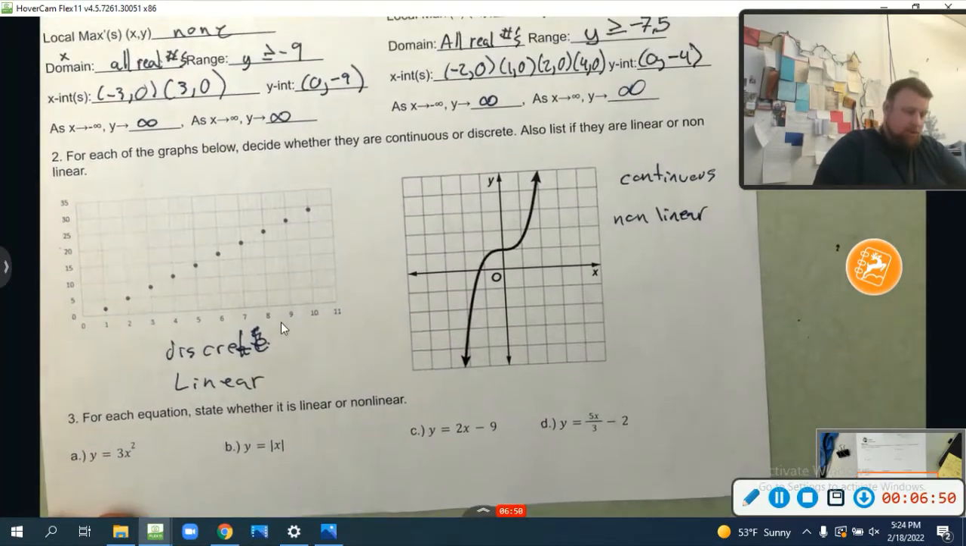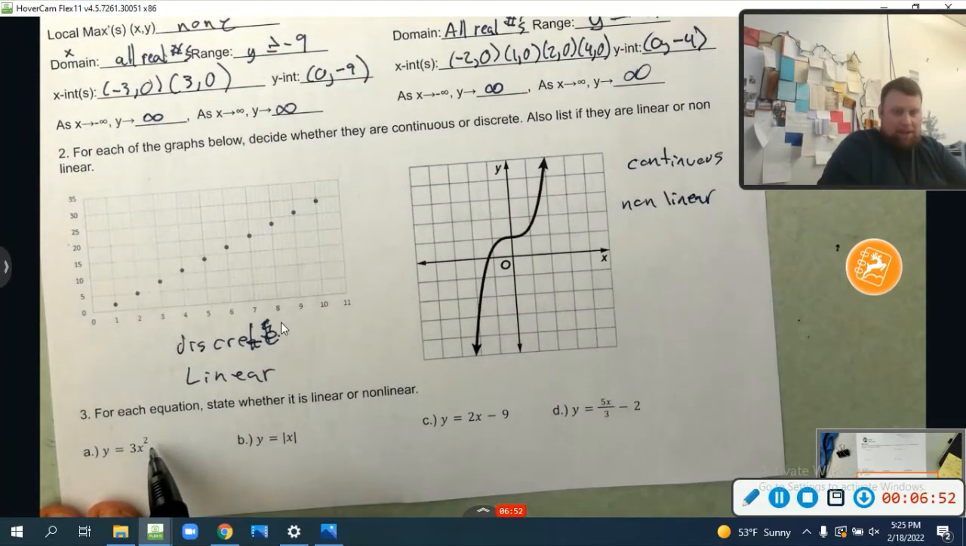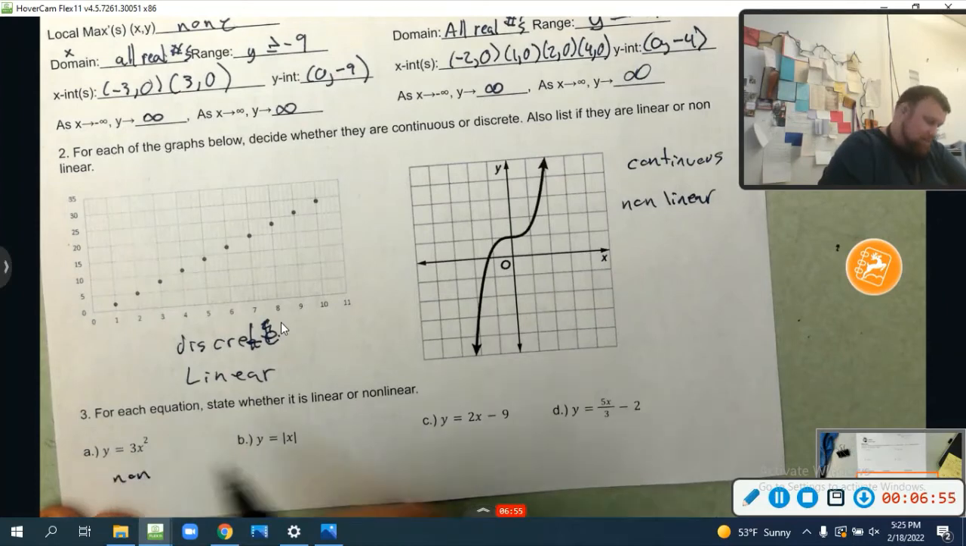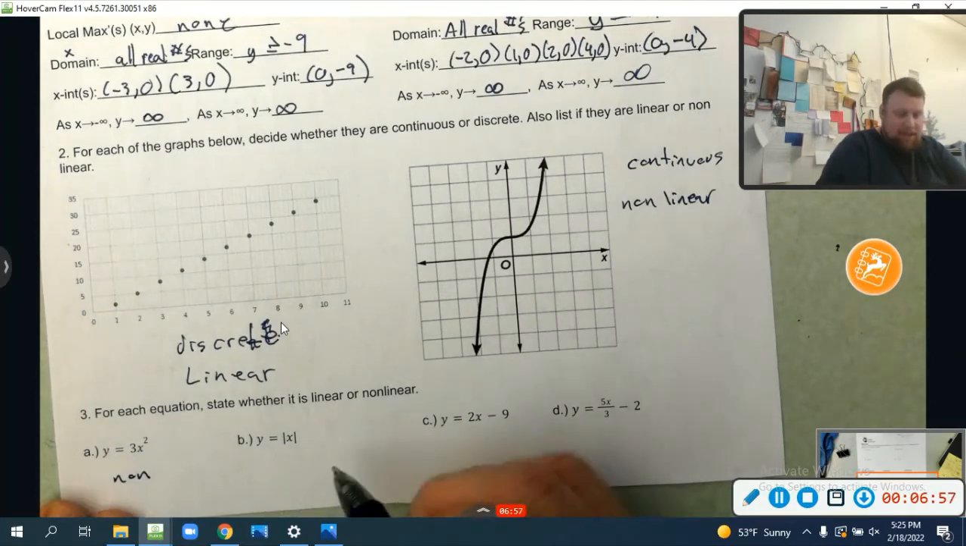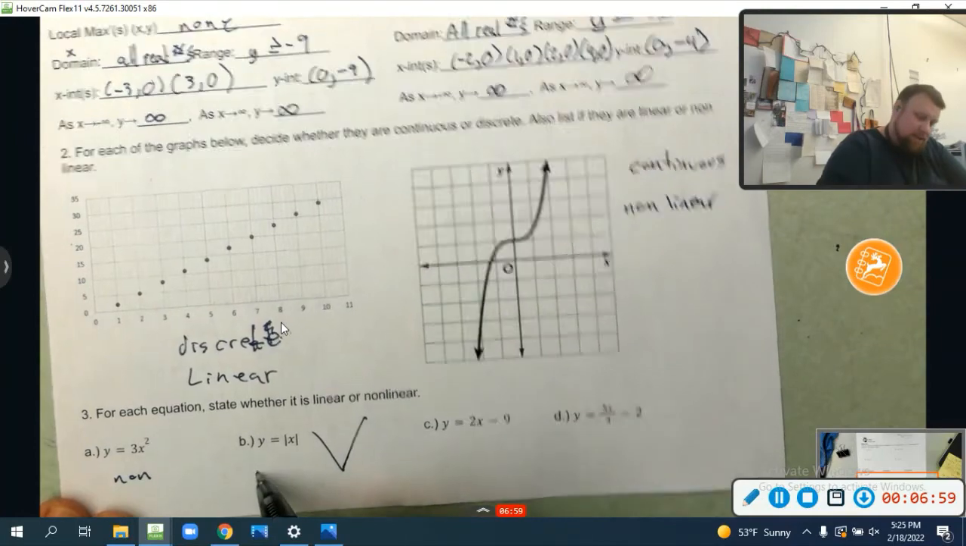Speaking of that, let's look down below at these ones. Anything past the first power is non-linear. Absolute value x, that actually makes a V shape. It is non-linear.